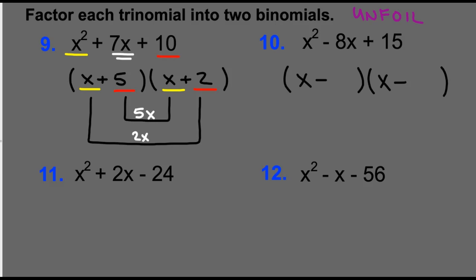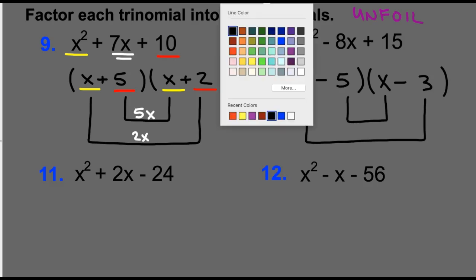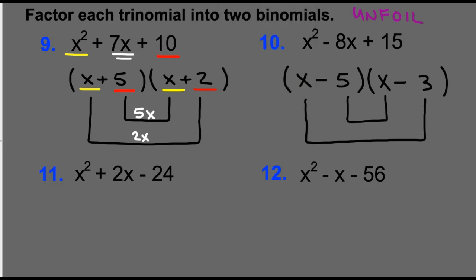Two factors of 15 that are going to add up to -8 would be 5 and 3. So I put a 5 there, put a 3 there. It doesn't matter which one goes where at this point because the signs are the same. And then you'll see that my outside products is -3x, my inside is -5x, and that adds up to my middle term, -8x. So I check it that way. I don't check the whole FOIL.